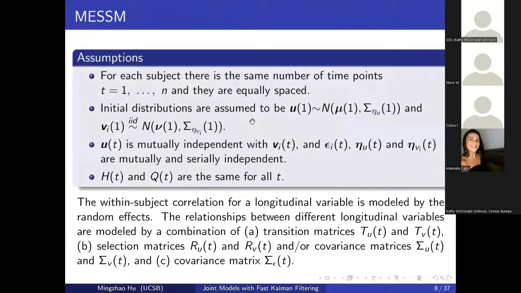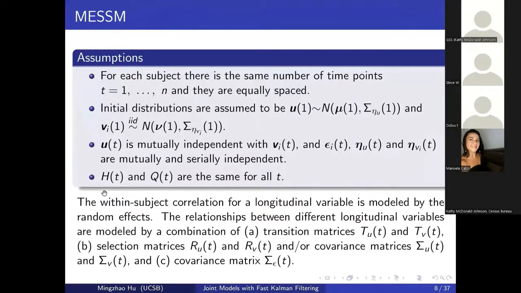We assume that for each subject, there is the same number of time points from 1 to n, and these time points are all equally spaced. So if we look at each single subject, this is a time series from 1 to n. Initial distributions are also assumed to be normal for our fixed effect latent state, and normal again for our subject random effect. The fixed effect is assumed to be mutually independent with the random effect, and their disturbance terms, as well as the observation disturbance, are mutually and serially independent.